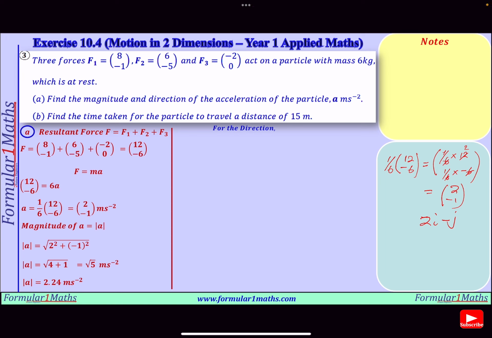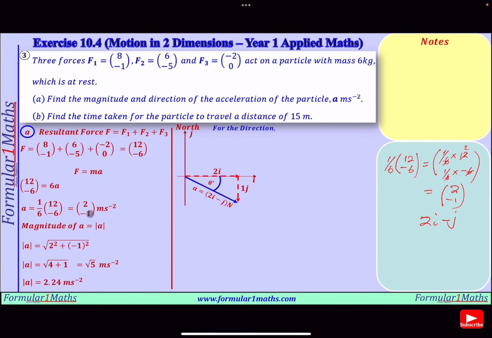For the direction, we need to do a sketch. So that's north, and therefore this is east. And these correspond with the i and j directions. We can now draw this vector 2i minus j as follows. For the direction, we need to calculate this angle here. Let's call this angle theta, and to calculate this angle, we need to put in the components, which are 2i horizontally and 1j vertically going south.